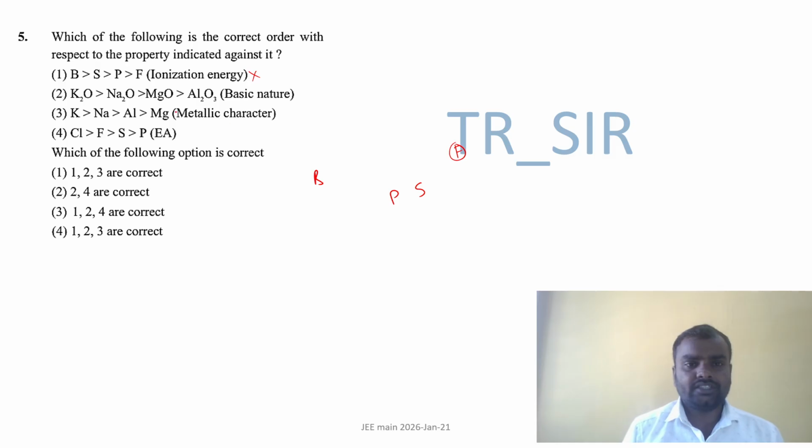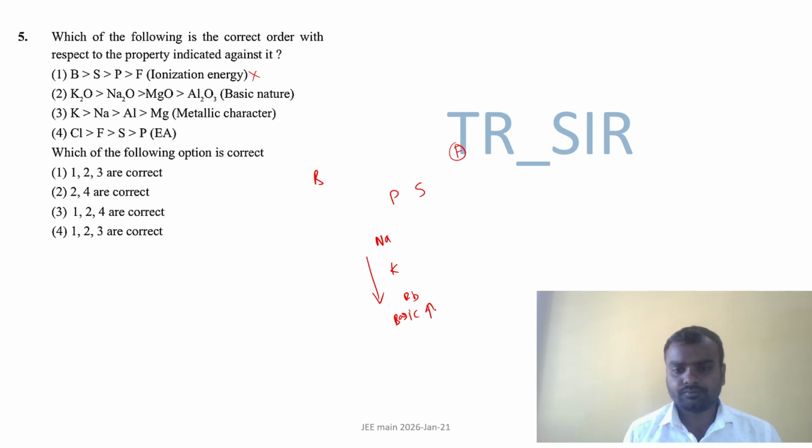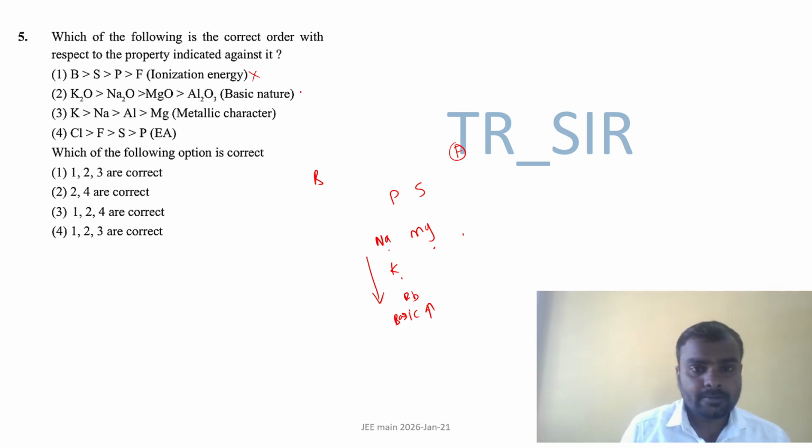Now, basic nature. Metals will be more basic. Sodium, potassium, rubidium: down the group, basic character increases. That means potassium is more basic than sodium. Then magnesium comes here; left to right, basic nature slightly decreases. Potassium is more basic than sodium, then magnesium, then aluminum, which is amphoteric in nature. So statement 2 is correct.